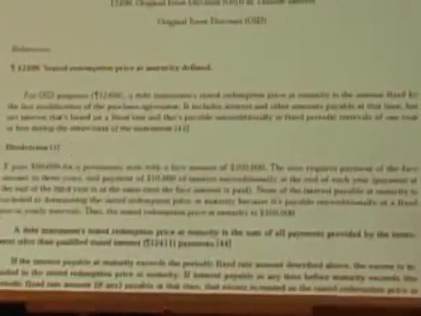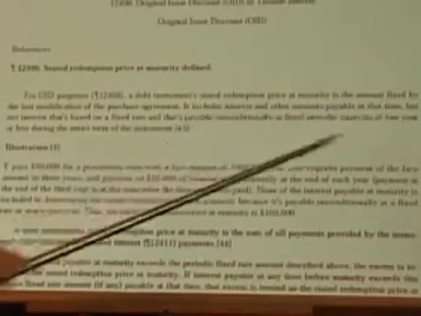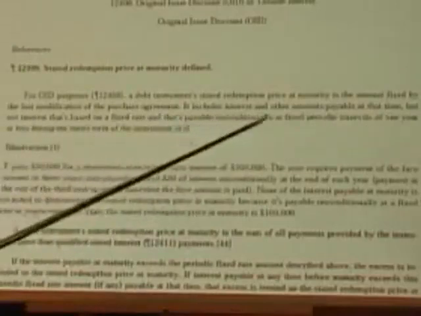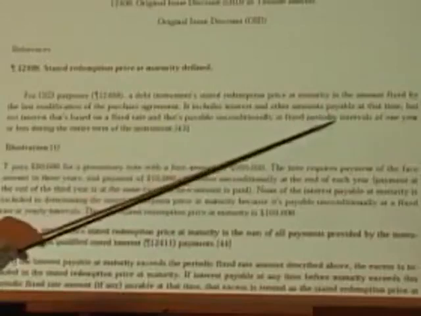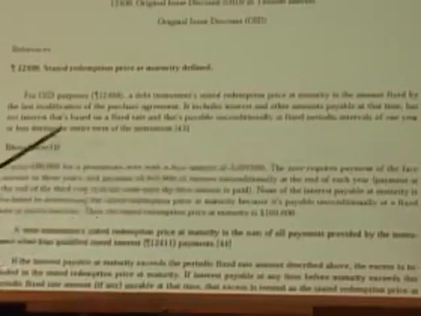Okay, here's 124.09. Stated redemption price at maturity defined. For OID purposes, 124.08, a debt instrument's stated redemption price at maturity is the amount fixed by the last modification of the purchase agreement. It includes interest and other amounts payable at the time, but not interest based on a fixed rate that's payable unconditionally at fixed periodic intervals of 1 year or less during the entire term of the instrument.